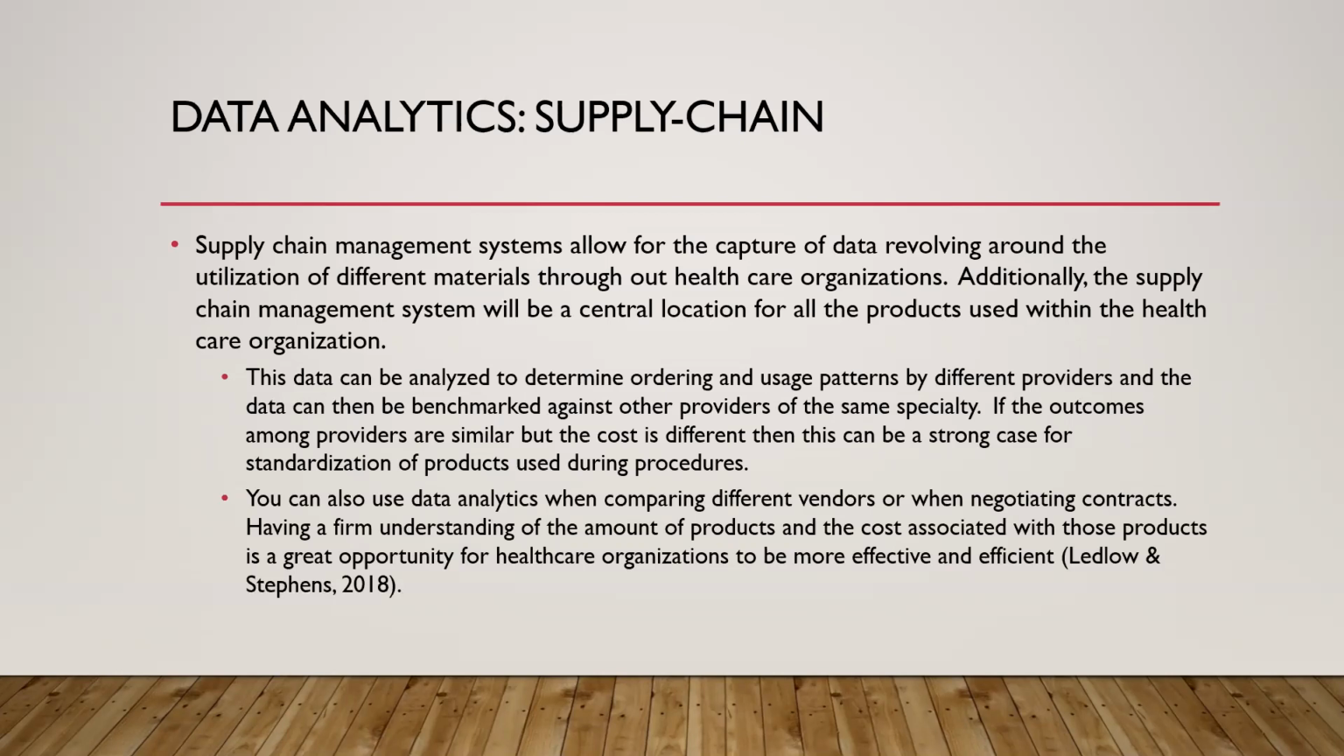And the second portion of this, you can also use data analytics when comparing different vendors or when negotiating contracts. Having a firm understanding of the amount of products and the costs associated with these products is a great opportunity for healthcare organizations to become more effective and more efficient. How often are we using certain types of supplies? Could we bundle these supplies? Would it be cheaper to start ordering through vendor Owens & Minor because they give a discount when you order 7 or more per month, and right now we're using 6 or 7, so that might be a good idea.